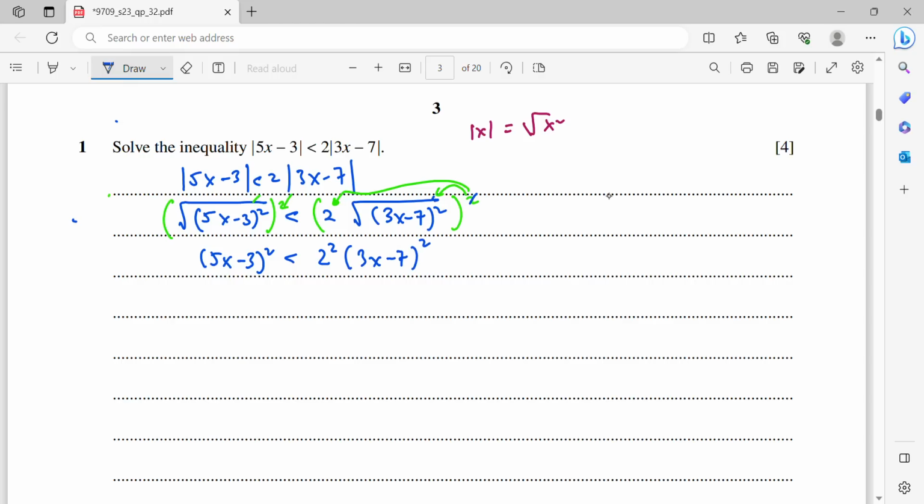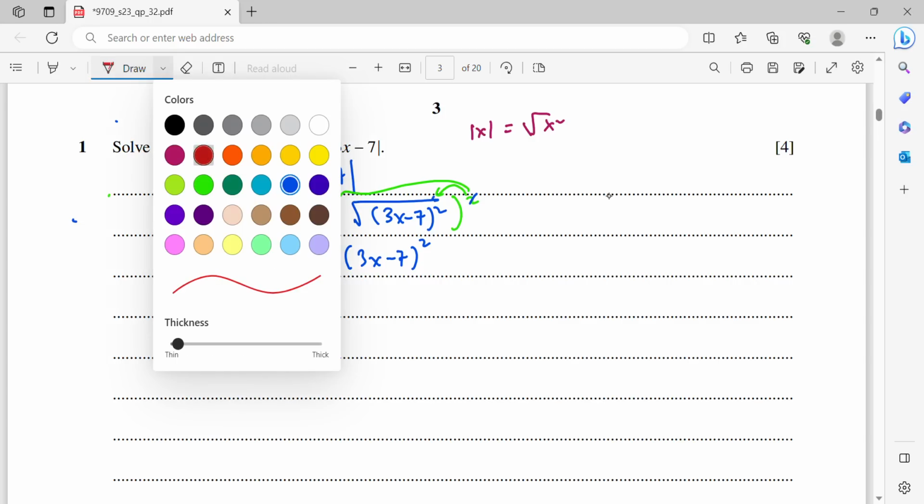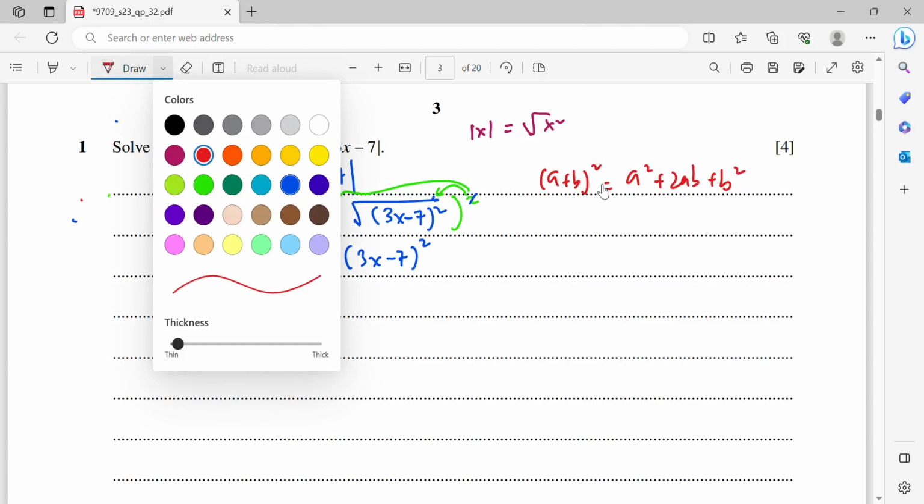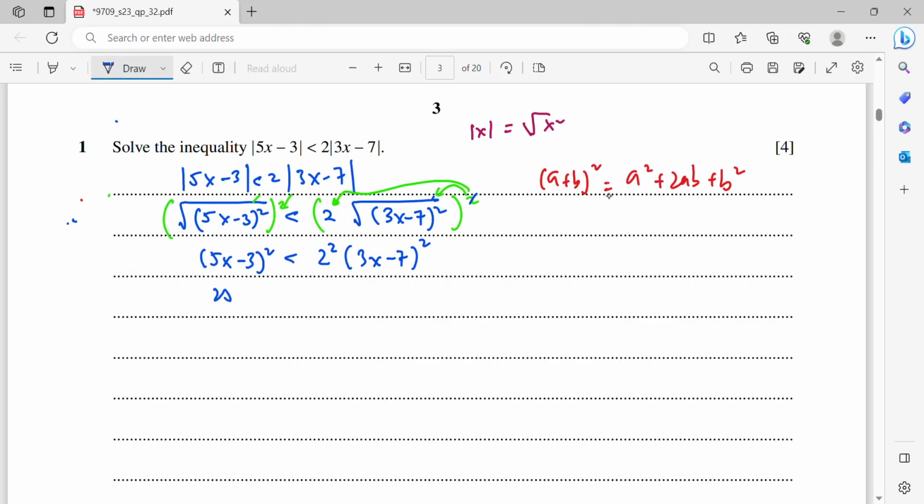Then from here, I have to do the quadratic expansion, which is a plus b squared equals a squared plus 2ab plus b squared. Then I will be getting the first term squared is 25x squared. Then 5x times minus 3 times 2 will be negative 30x. The square of minus 3 will be 9. It's less than 2 squared, which is 4, times the square of 3x minus 7, and you will get 9x squared minus 42x plus 49.